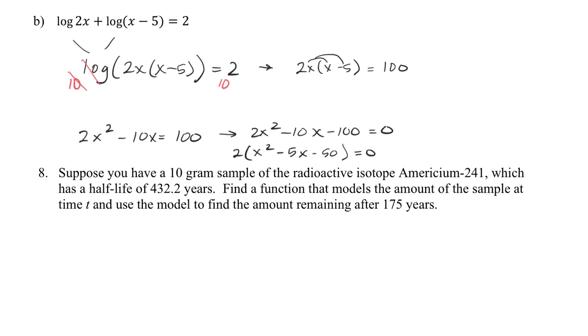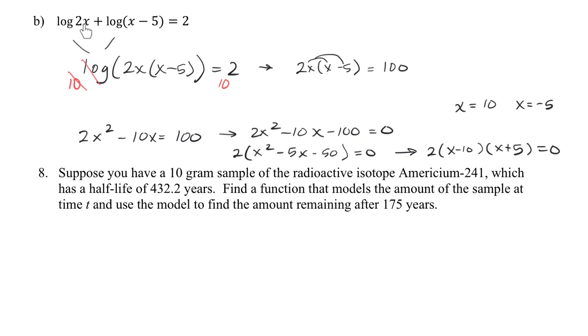And then that factors into x minus 10 and x plus 5. So then two potential solutions we get out of that are x equals 10 and x equals negative 5. Now remember, with logarithms, you should check negative 5 right here.